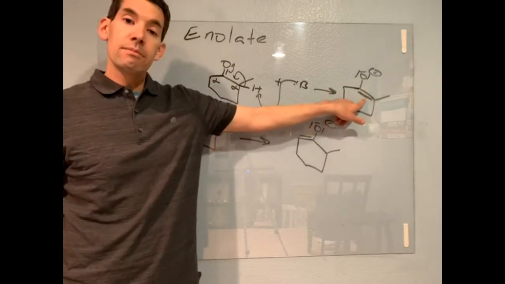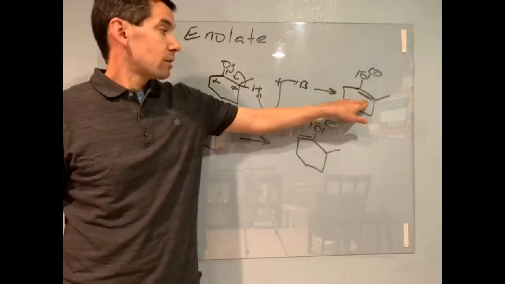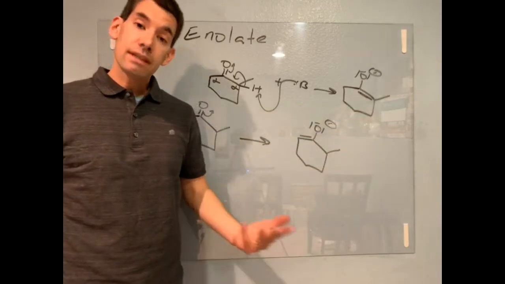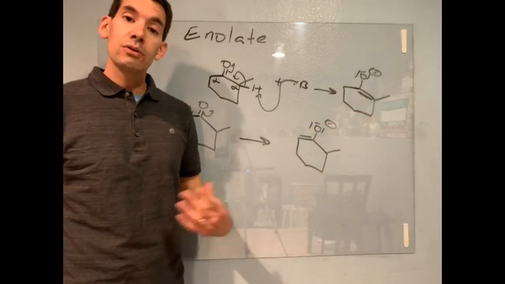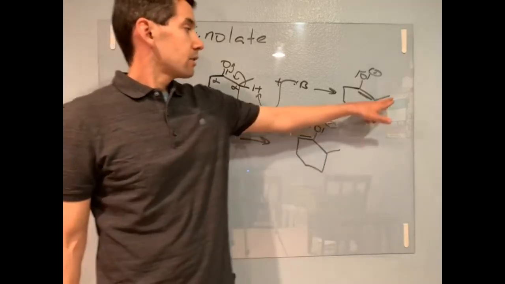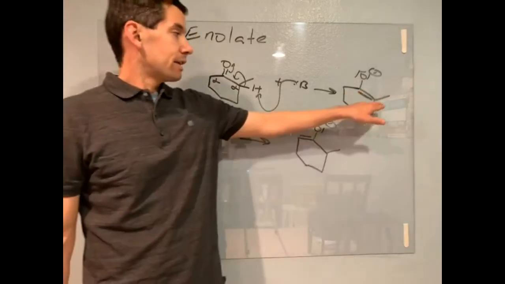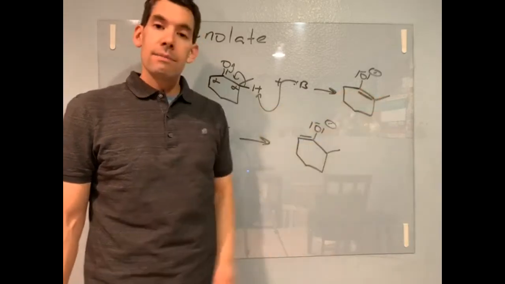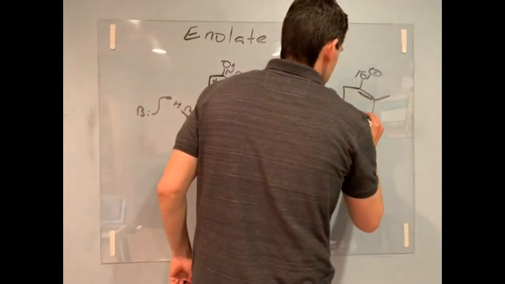This pi bond is going to be more substituted than this pi bond, right? This is our more substituted pi bond. And we've talked about that already with alkenes. The more substituted the alkene is, the more stable it's going to be, right? Because these alkyl groups can help donate electron density to help stabilize that alkene. Same thing we see with our enolates. We have more groups around it, it's going to make that more stable. This is going to be our more stable enolate.